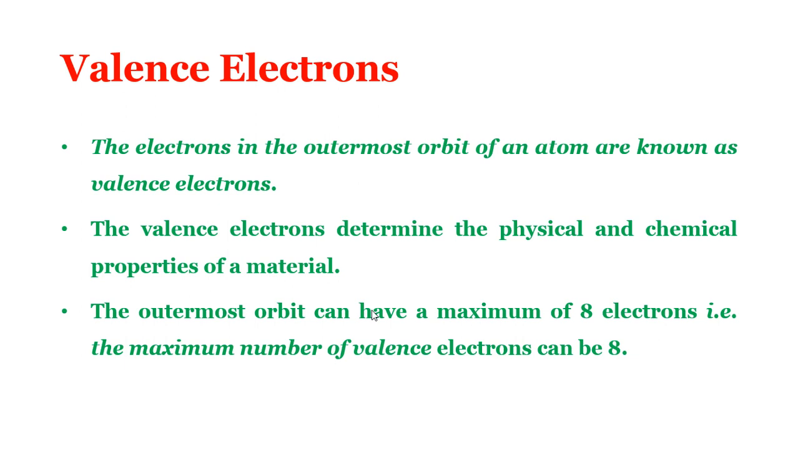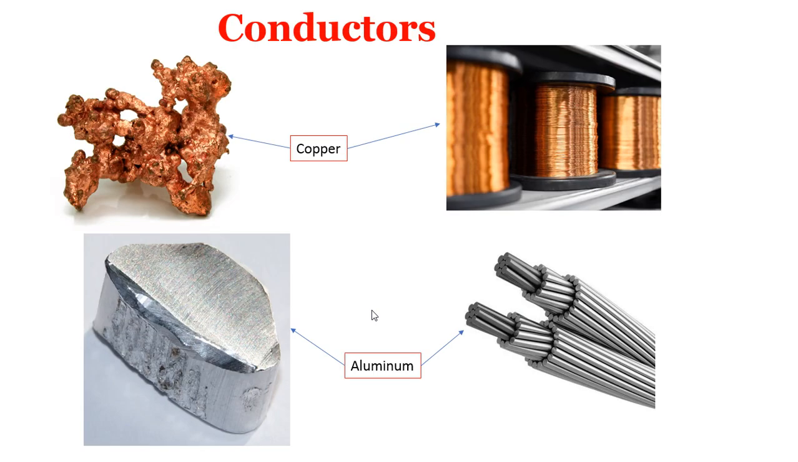On the basis of electrical conductivity, the materials are generally classified into 3 categories. As I said, that is conductors, insulators, and semiconductors. Let us see conductors. In this slide, you can observe two materials, copper and aluminum. These are two better conductors that we use in our practical life. When the number of valence electrons of an atom is less than 4, then the material is usually a metal or a conductor.